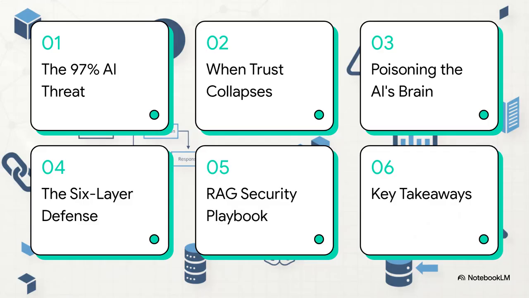So here's how we'll do it. We're going to kick things off with a pretty shocking number. Then we'll dive into why these RAG systems are just so vulnerable by their very design. We'll look at how the attacks work, step by step, before we switch gears to a solution, a full 6-layer defense. And we'll wrap it all up with a practical playbook and one last thought that's really going to change how you look at AI security.